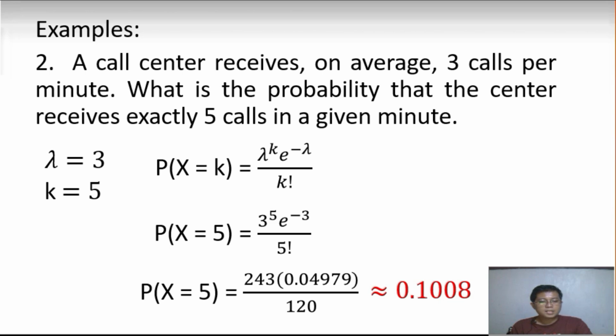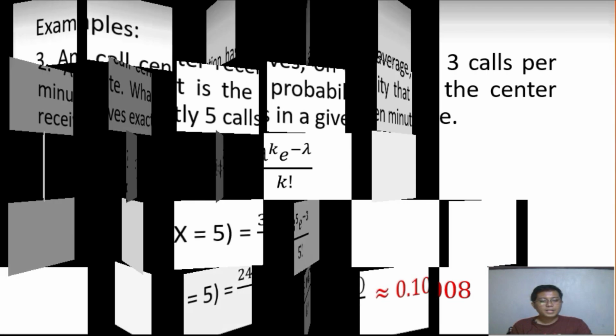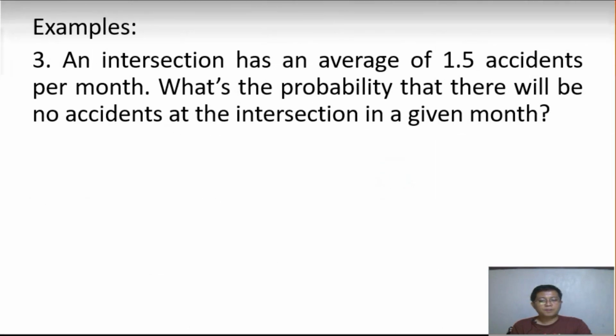So that is the probability that a certain center receives exactly 5 calls in a given minute. So let's have another example of a real-life situation that involves the Poisson distribution. An intersection has an average of 1.5 accidents per month. What is the probability that there will be no accidents at the intersection in the given month?